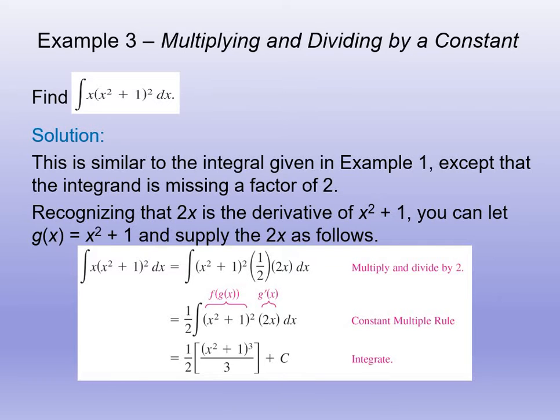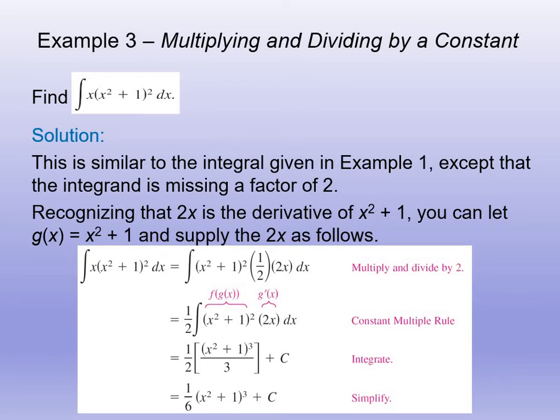Okay, so when we integrate, constant of integration, don't forget that. We've already done this integral in the previous example. Now it's just 1/2 times it because that 2 canceled. So we can literally simplify this down and write it as 1/6 times the quantity of x squared plus 1 cubed plus c.